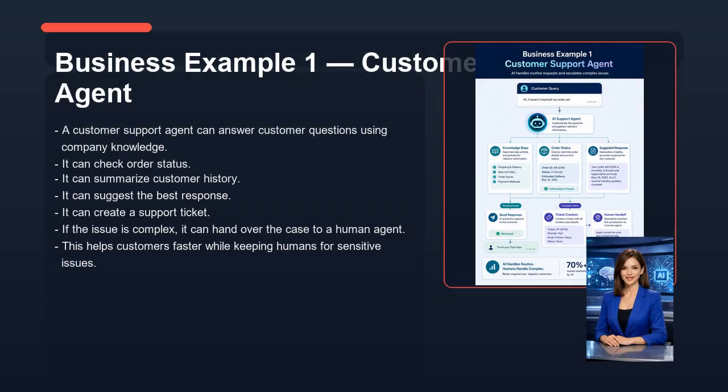Now let's look at business example 1, Customer Support Agent. A customer support agent can answer customer questions using company knowledge. It can check order status. It can summarize customer history. It can suggest the best response. It can create a support ticket. If the issue is complex, it can hand over the case to a human agent. This helps customers faster while keeping humans for sensitive issues.